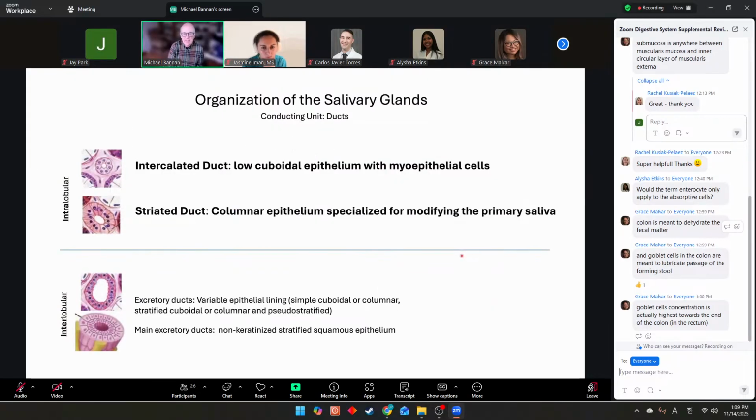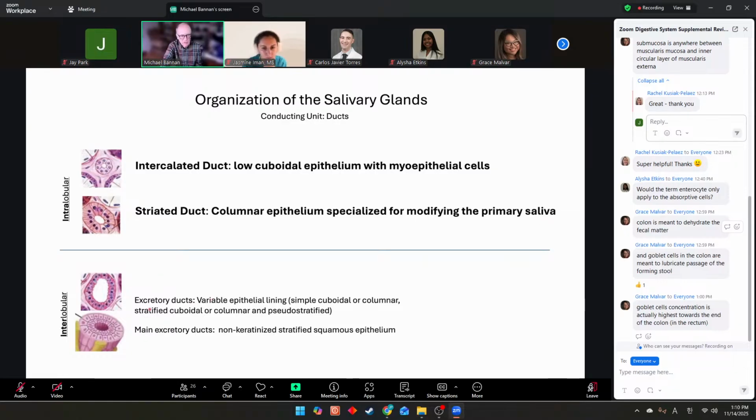So let's talk about that conducting unit, the duct system. The ducts can be intralobular, where they are right next to the secretory component, or they can be present in connective tissue septa, when we call them interlobular ducts. The intralobular ducts are the intercalated duct, which is lined by low cuboidal epithelium with a prominent component of myoepithelium at the periphery, and the very important striated duct segment, which is lined by more columnar epithelium that is specialized for modifying the primary saliva of the salivary gland.